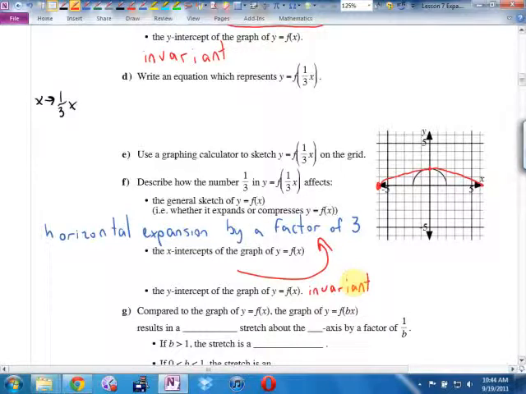When is it a compression? When it's a fraction less than 1. When is it an expansion? When it's a number bigger than 1. Well, do you take marks off if you call an expansion a compression and vice versa? Probably not. But on the multiple choice section of your test, I will totally use that.